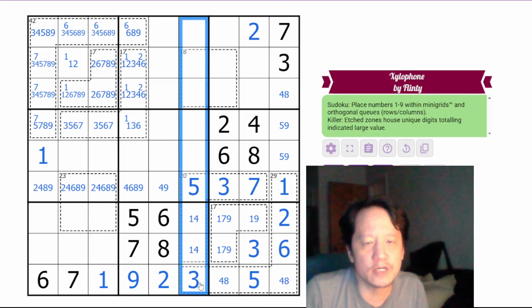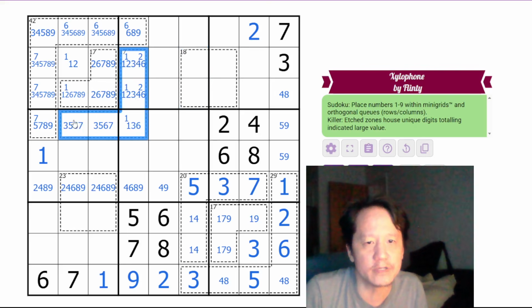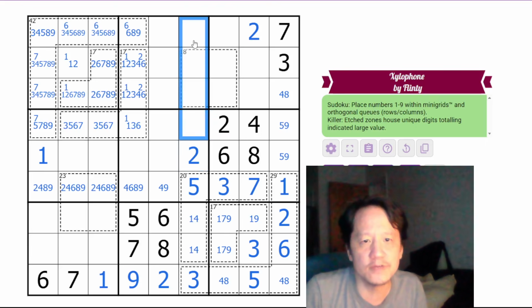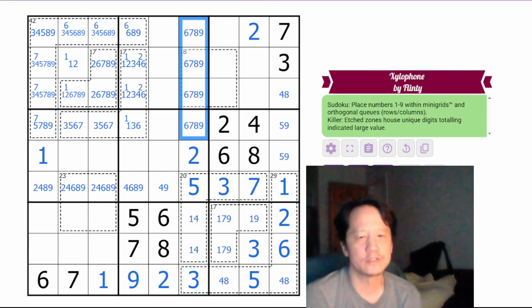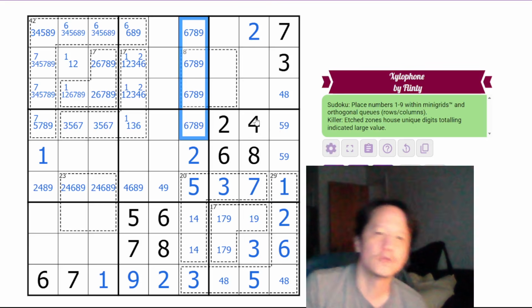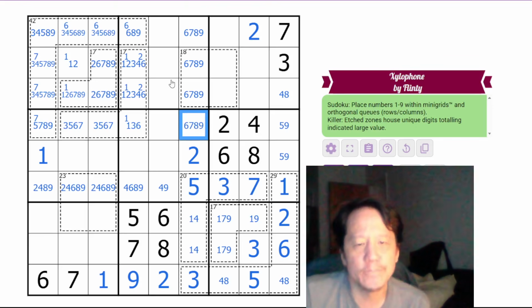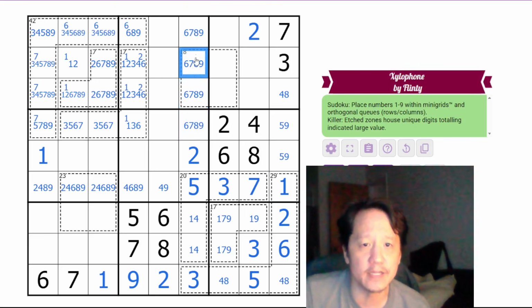Where is 2 in column 6? Can't be here because we're guaranteed a 2 in this 17 cage. Can't be here because of 2 in the row, so 2 has to be here, which leaves the remaining digits as 6 through 9. Interesting. You cannot have 8 and 9 here.